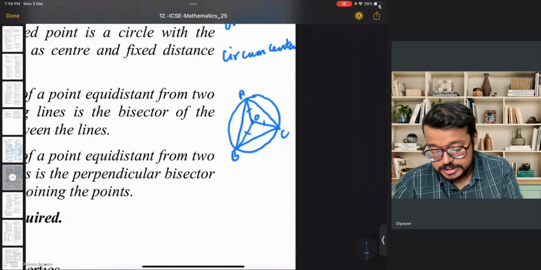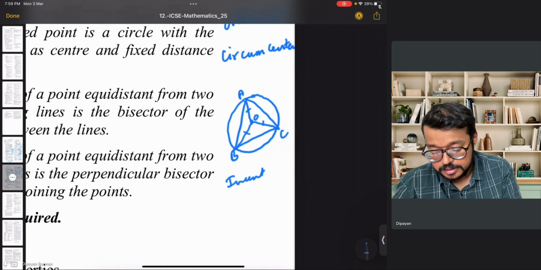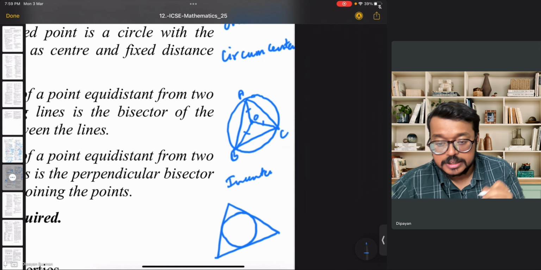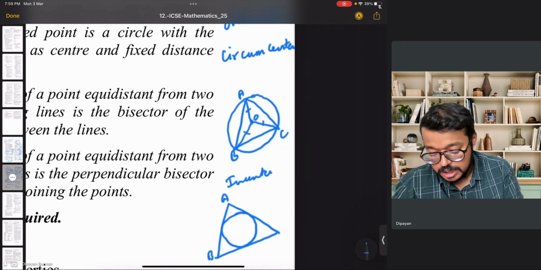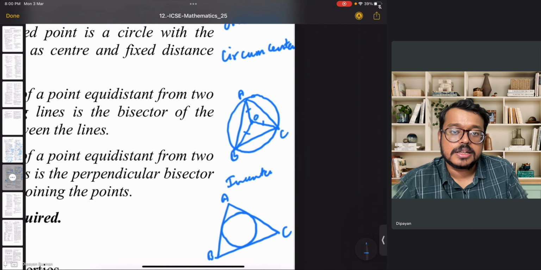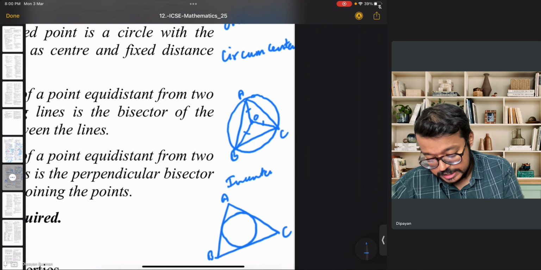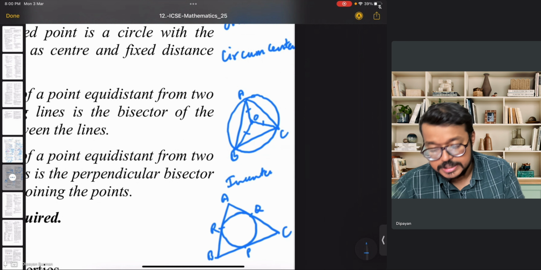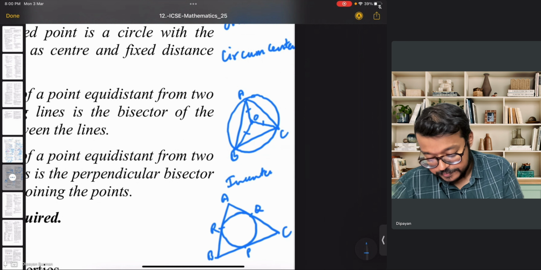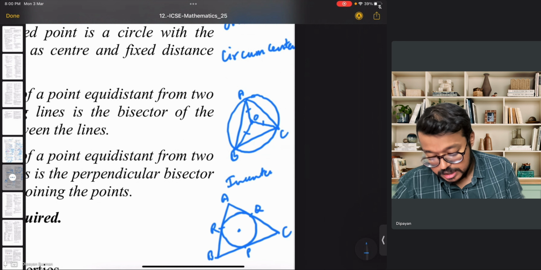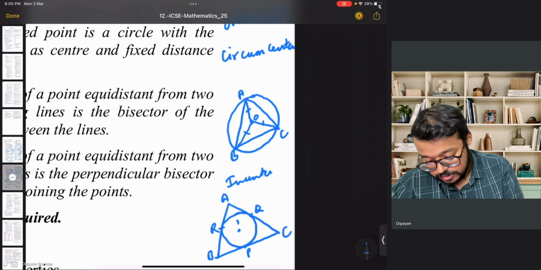And another is incenter. So suppose I have a triangle, I can draw a circle inside the triangle in a way that the sides of the triangle are tangents to the circle. So if I talk about the points of contact, let's say these are P, Q, R, and if I locate the center of this circle, that is the incenter. So now this incenter, let me call I.